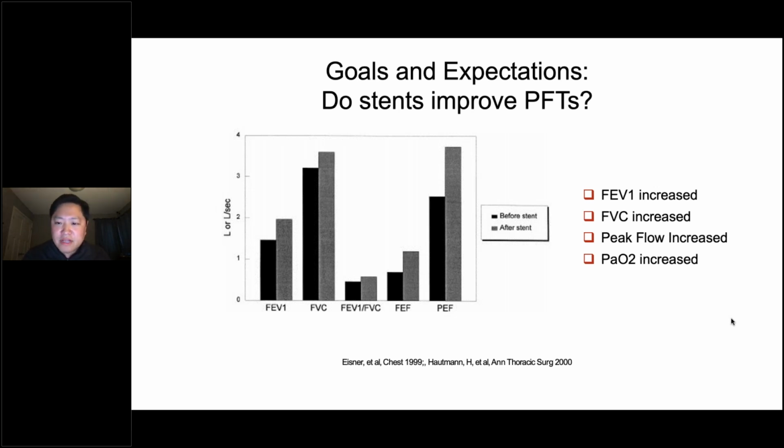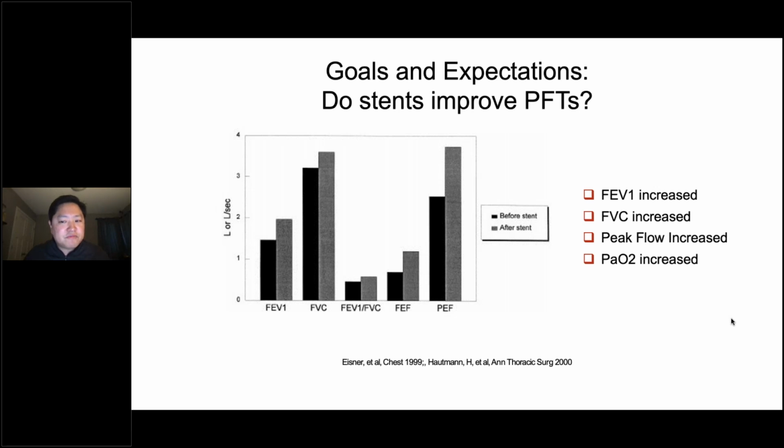The reason I highlight transplant patients is because they get clinic appointments right before these bronchoscopies and they get PFTs, so we can readily see this trend. Because you're relieving an obstruction and possible atelectasis, you're improving your forced expiratory volume, even your vital capacity. And because there's less narrowing, peak flows are increased, and then there's better gas exchange, so the PO2 is increased.